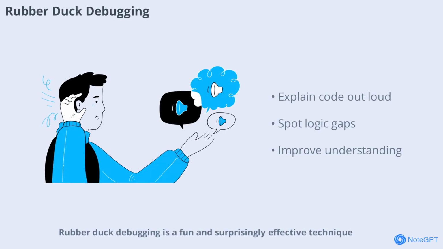Rubber duck debugging is a fun and surprisingly effective technique. It involves explaining your code line by line to an inanimate object, like a rubber duck.